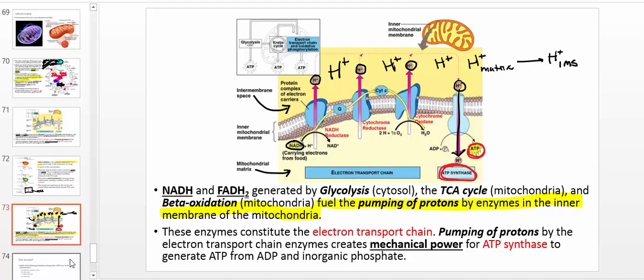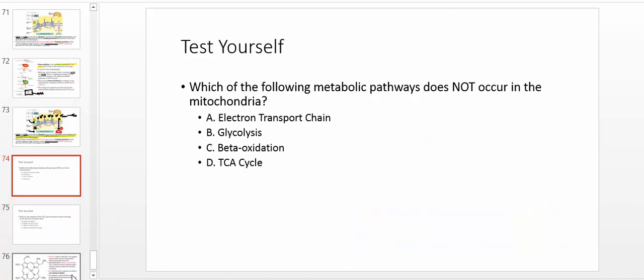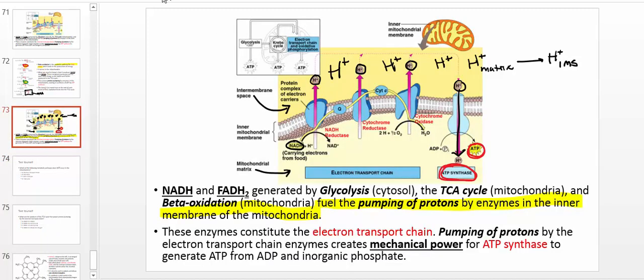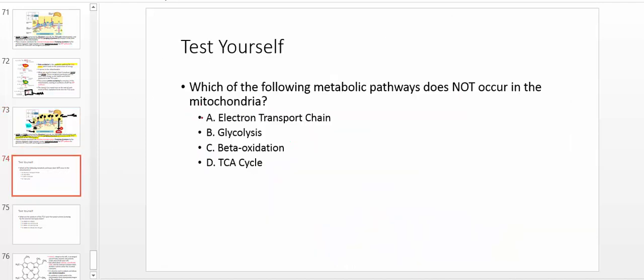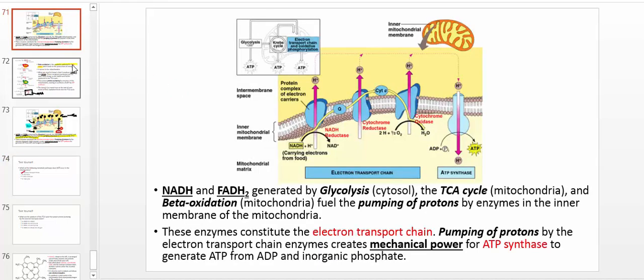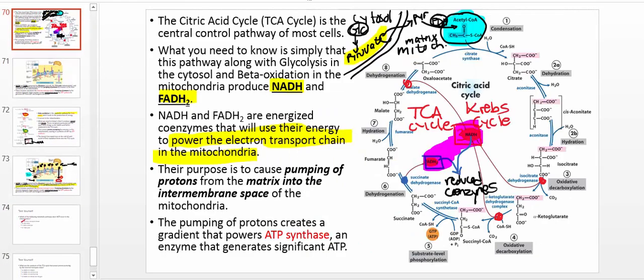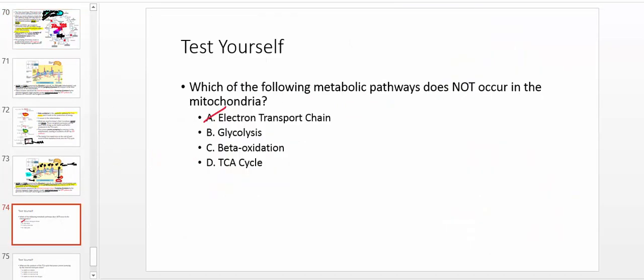Okay, let's test ourselves. Which of the following metabolic pathways does not occur in the mitochondria? Well, we just showed the electron transport chain, and it occurs in the inner mitochondrial membrane, so that's out. Glycolysis, if we go back to this slide, I mentioned actually occurs in the cytosol. So glycolysis is the answer. This is not in the mitochondria.